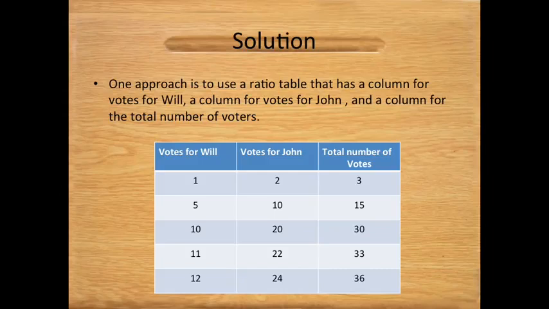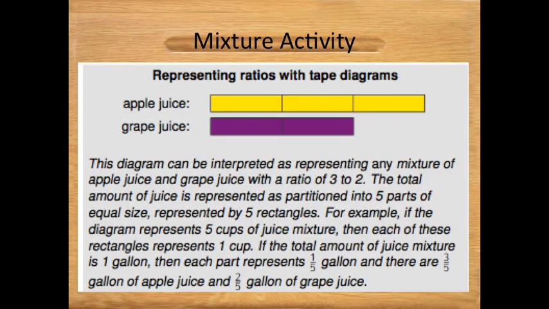looking at being able to reason with this abstractly. So here we're looking at a solution, and as the standards ask us to do, look at tables of equivalent ratios and diagrams. So here is a solution using a table to come up with how many votes did John get, how many votes did Will get. Okay, here, let's look at this diagram.